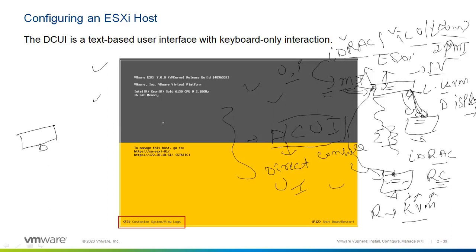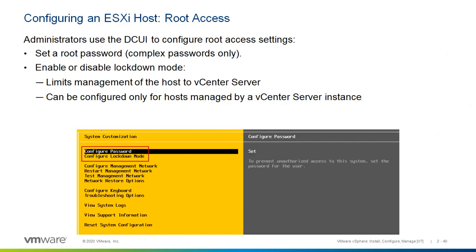Once the management IP is configured, then you are free. Again, I'm saying, even if there is no ESXi, that does not matter, you can launch the remote console. All right, you got it. Now, I'll take you through some of the options available inside this console.